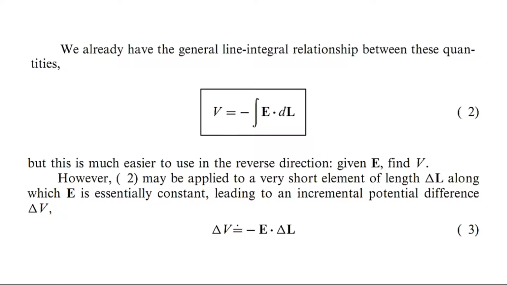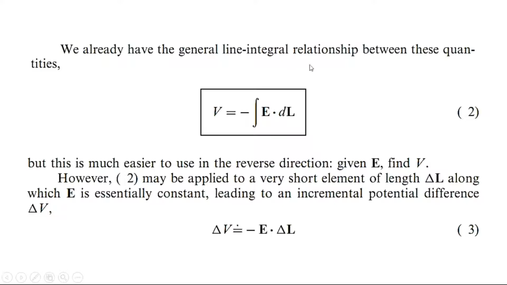By defining a new terminology, and that is the gradient of electric potential, or the gradient of a scalar field. Remember that V is actually a scalar field and E is actually a vector field. So by applying the gradient on a scalar field, the result will be a vector field.